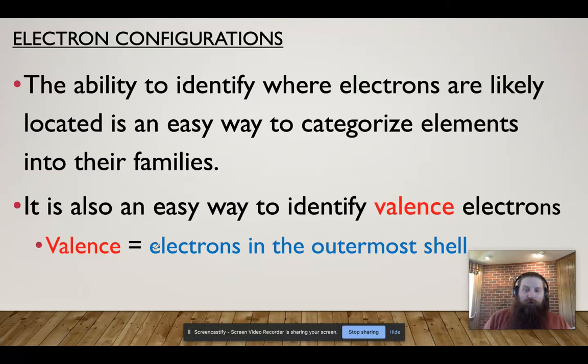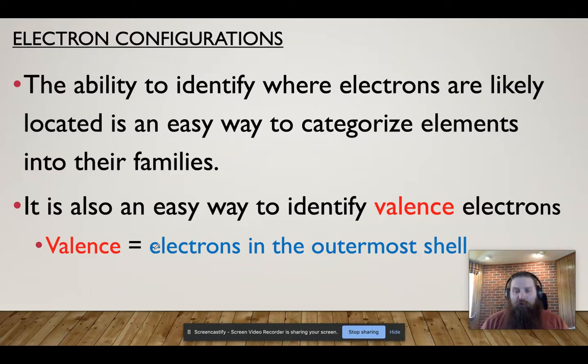Now, the nice thing about this is it lets us categorize where the elements are into their families just by looking at their electrons. We know that in a family group, elements have similar behaviors. Behavior is dictated by how many valence electrons you have. If you have 2 valence electrons, you're going to act like an alkaline earth metal. It doesn't matter how many electrons you have total, it's just your valence electrons.